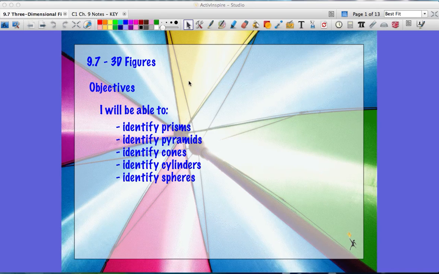Welcome to Lesson 9.7, 3D Figures. Today we're going to talk about how to identify prisms, pyramids, cones, cylinders, and spheres.